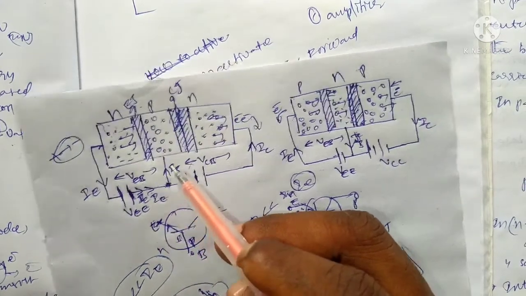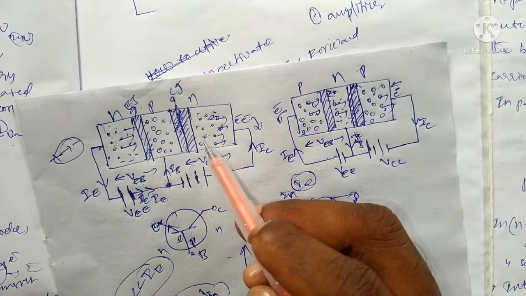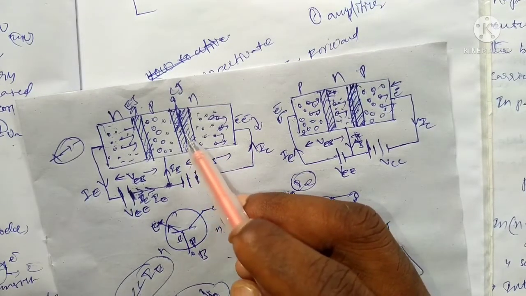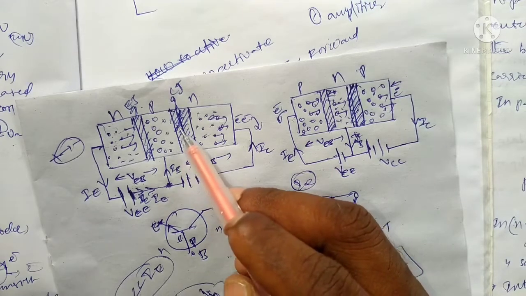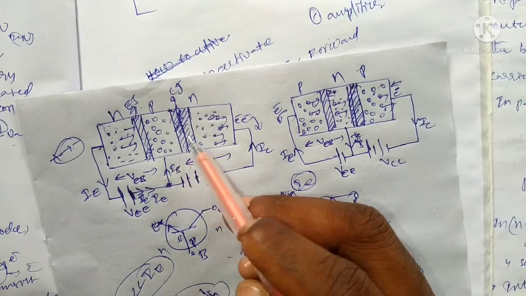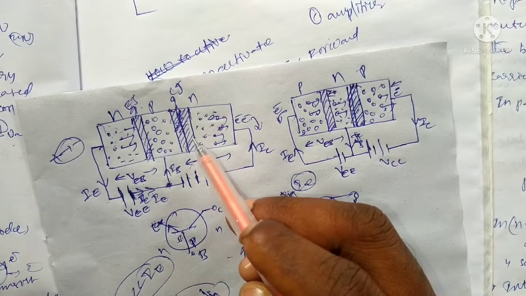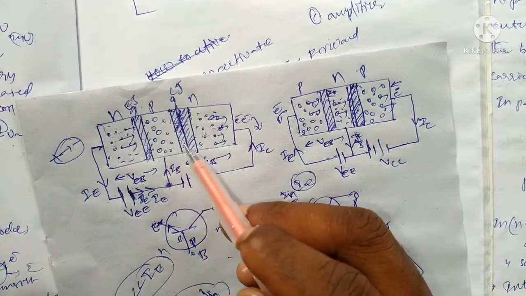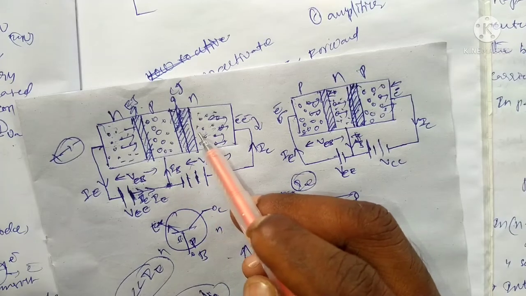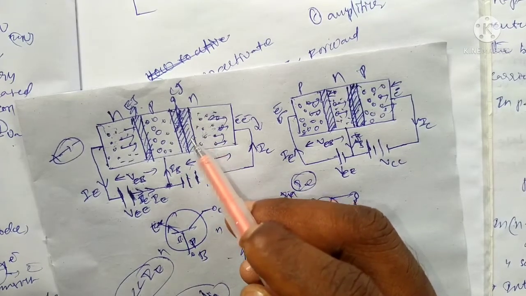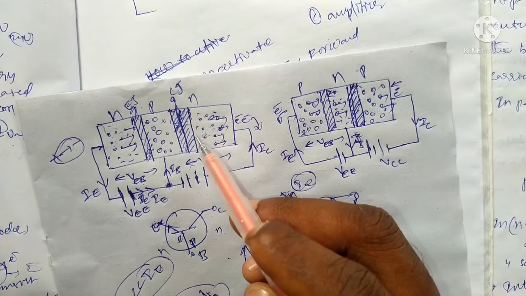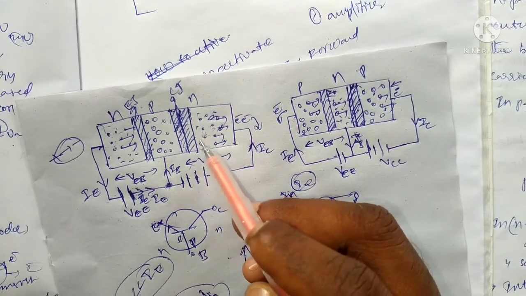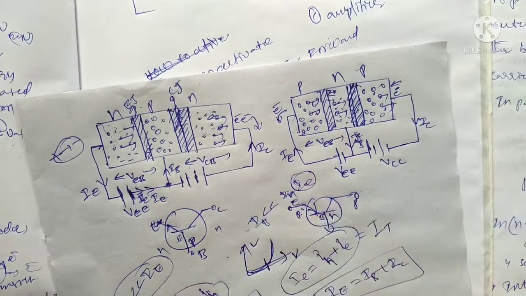And also the base collector junction has a high depletion layer, because it emits fewer charge carriers compared to the emitter, so it exhibits low current. The base collector junction acts as a high resistance junction in the circuit.